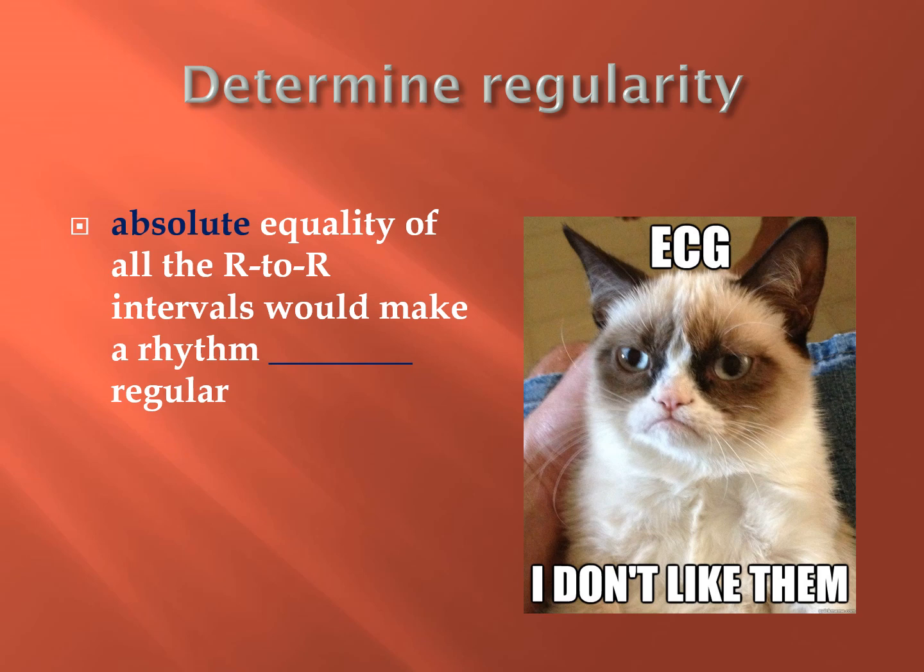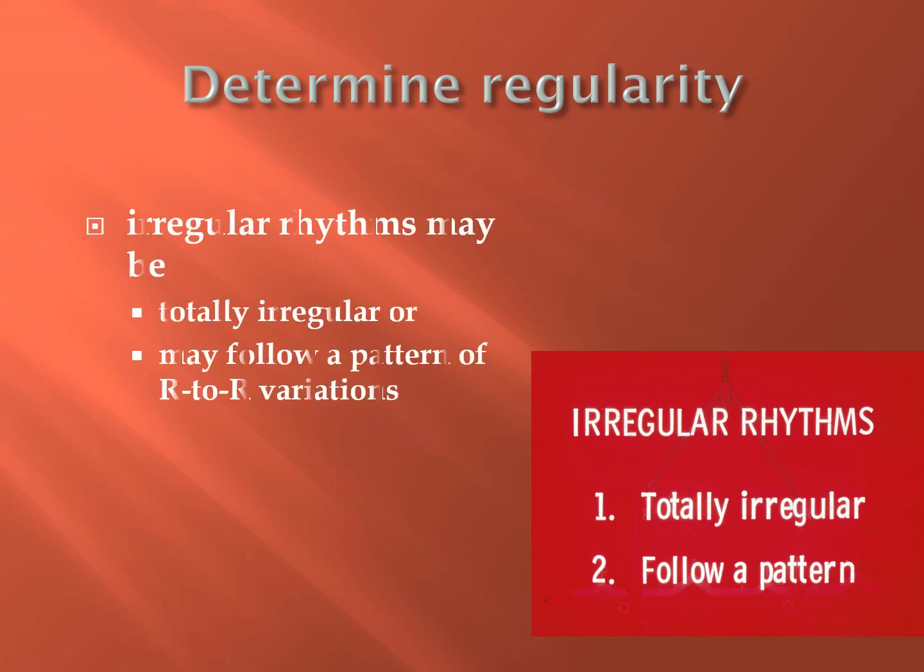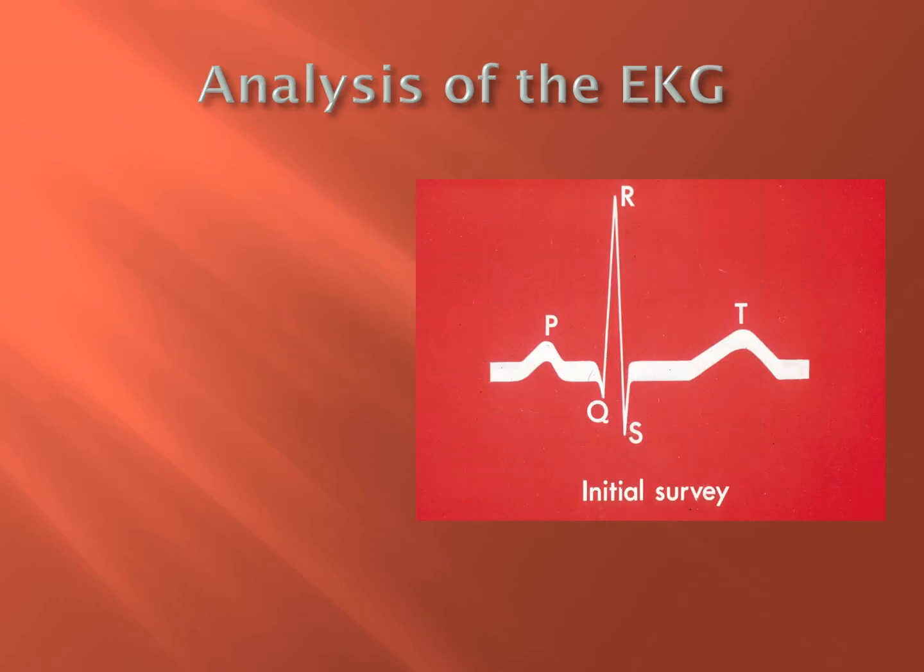So in other words, you could just count the boxes in between and divide by 300, or you can count small boxes and divide by 15. There you go. But if it's irregular, then you would have to get a 6-second strip, count the number of waveforms, and add a 0, or multiply by 10, ultimately. Irregular rhythms may be totally irregular or follow a pattern of variations. I know, isn't this great? They might be totally irregular or a pattern shows up.